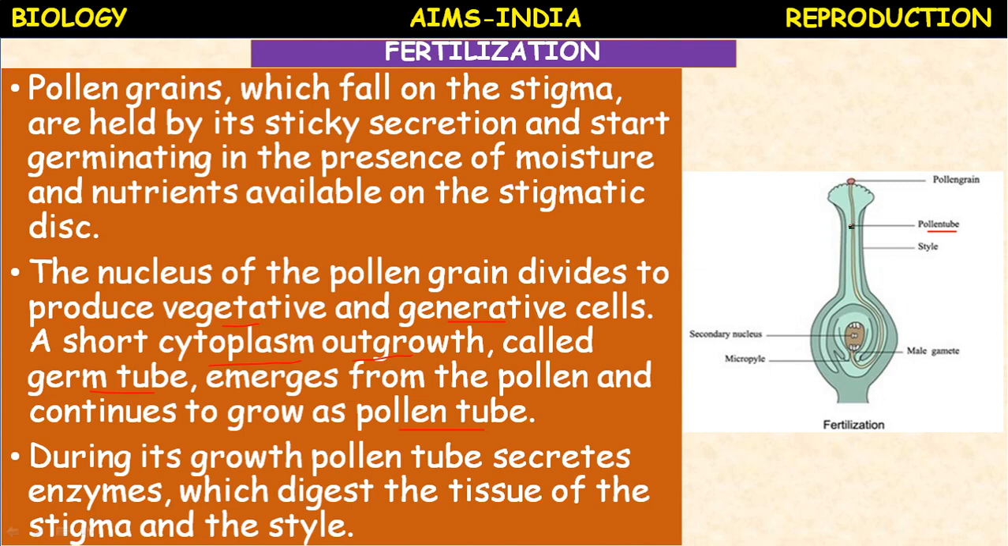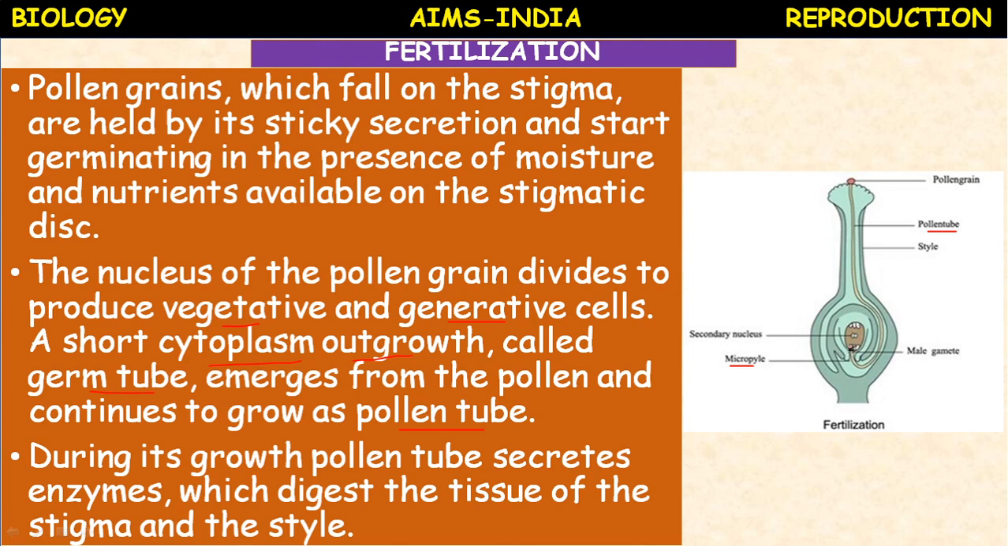The pollen tube grows lengthwise and opens into the ovule. The region through which the pollen tube enters the embryo sac is the micropyle. Micropyle is the opening of the ovule. So here the two male nuclei are there. The nuclei will enter, and one of the male nuclei combines with the egg cell.